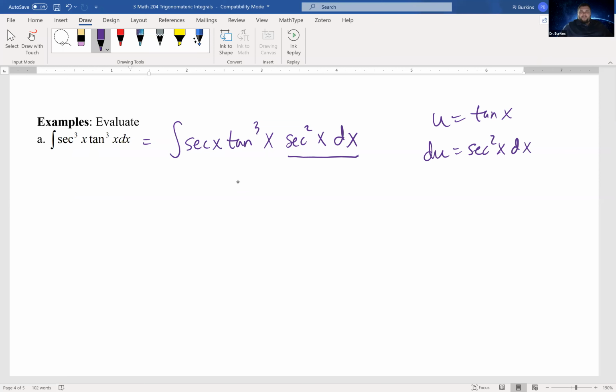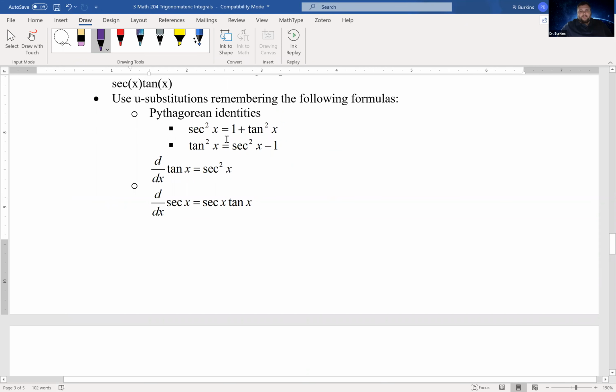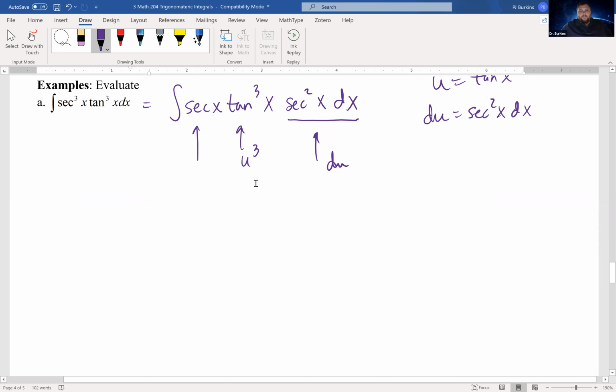So if I've made that decision, well, right here I've got u cubed, and right here I've got du. But I've got this other secant hanging around. What am I supposed to do with that guy? Well, the only other tool that I have at hand is the Pythagorean identities, and they require a squared trig function. So there is no simple way to take a secant and turn it into a tangent.